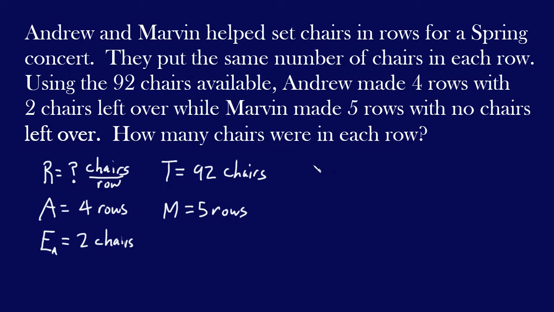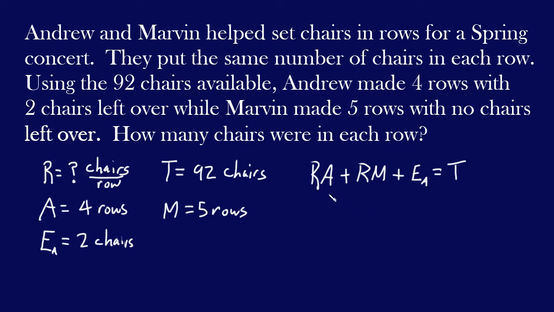So we can say, well, we have R times A, and this R times A represents the number of chairs that would be in all the rows that Andrew set up. And then we could make that same argument and say R times M. That is also the number of chairs for the 5 rows that Marvin set up. And then we could say plus there's 2 extra chairs, and that's going to be E sub A. And then that's equal to the total amount.